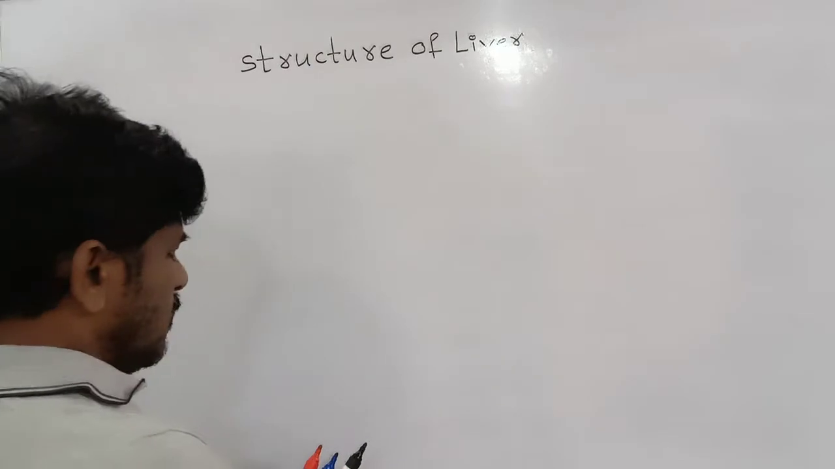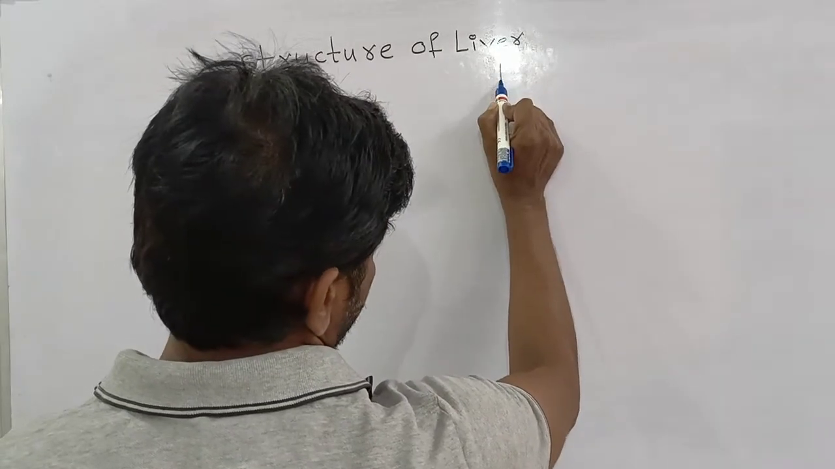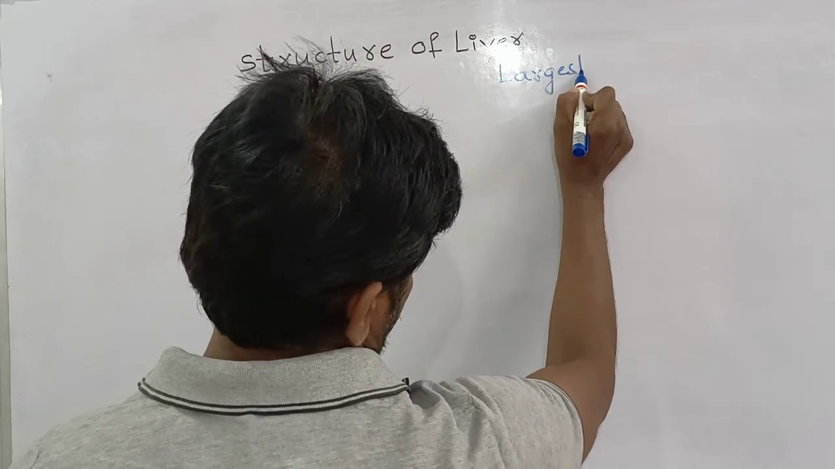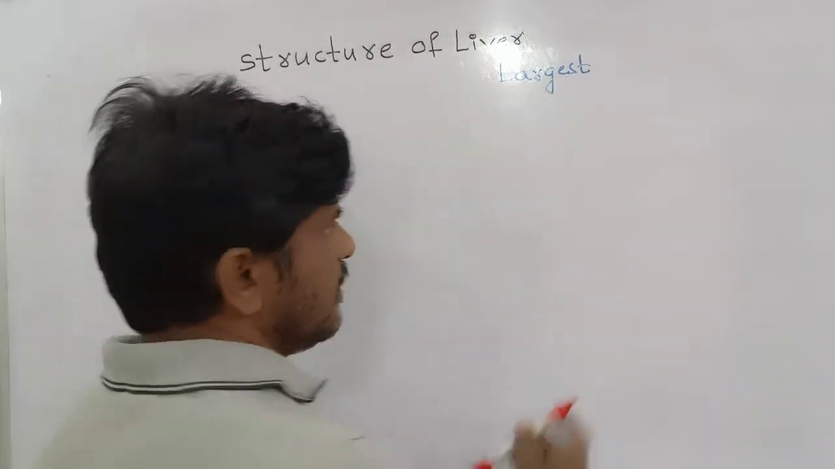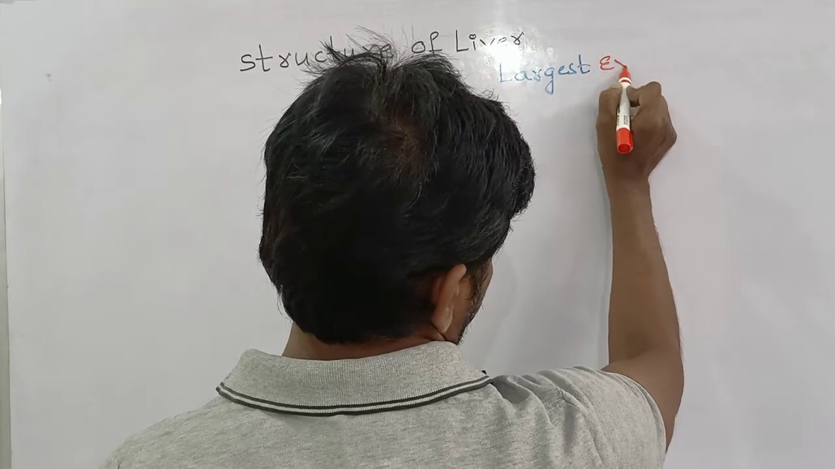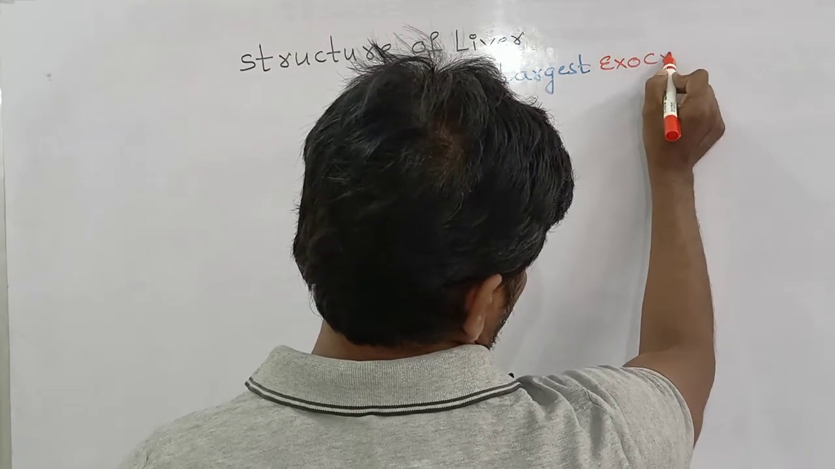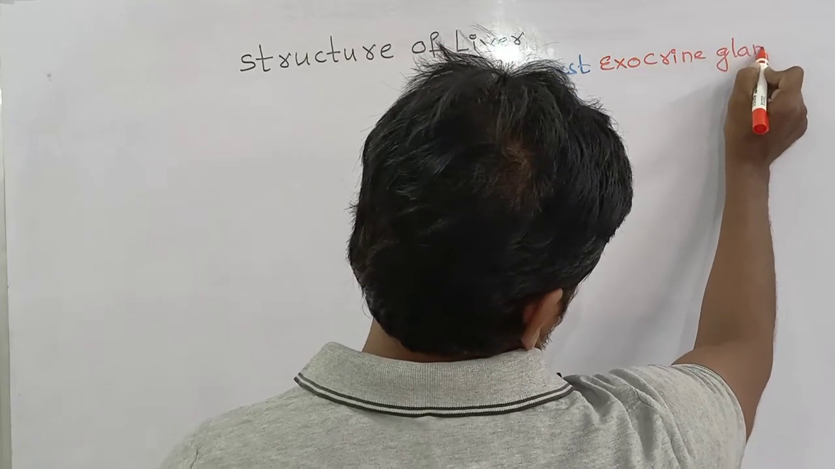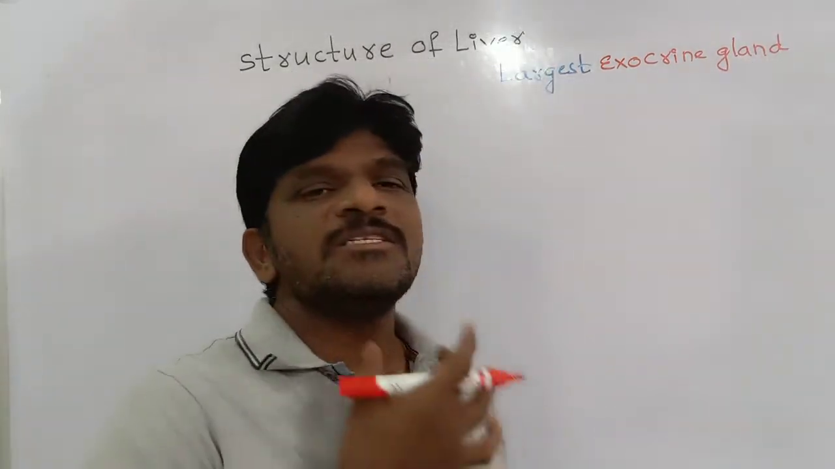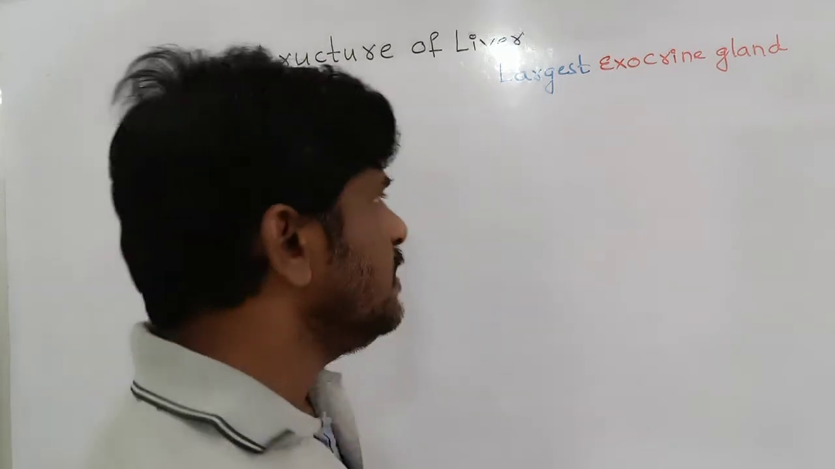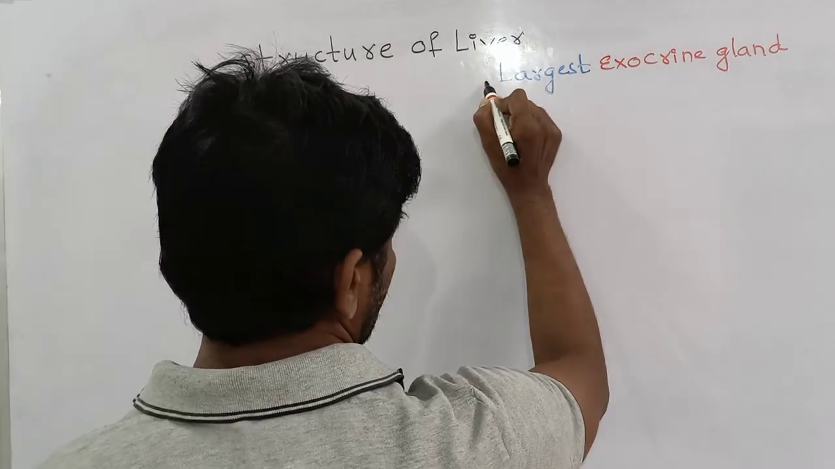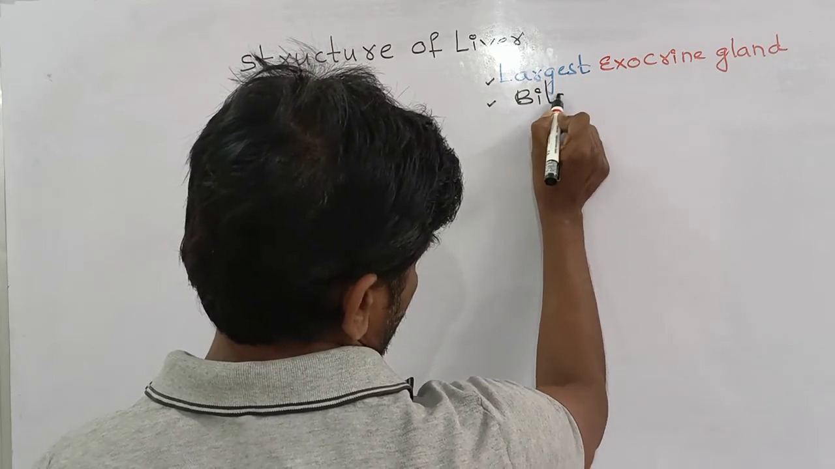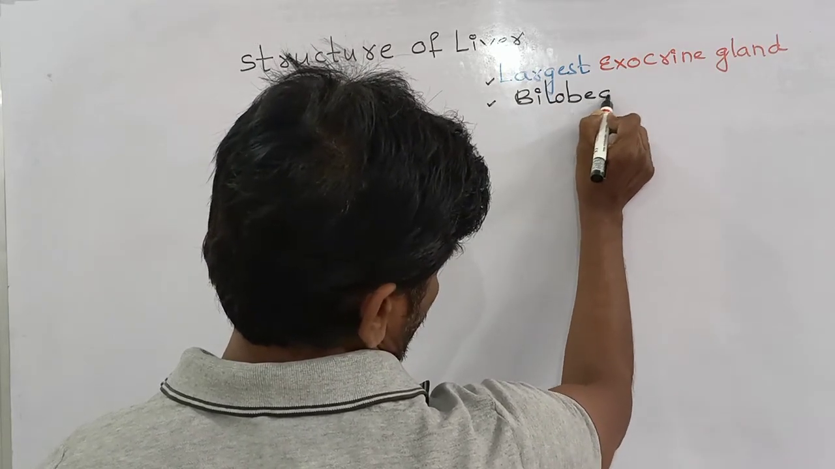Liver is the largest gland. I shall say it is the largest exocrine gland. The largest endocrine gland is the thyroid gland, but the largest exocrine gland is the liver. Liver is bilobed.